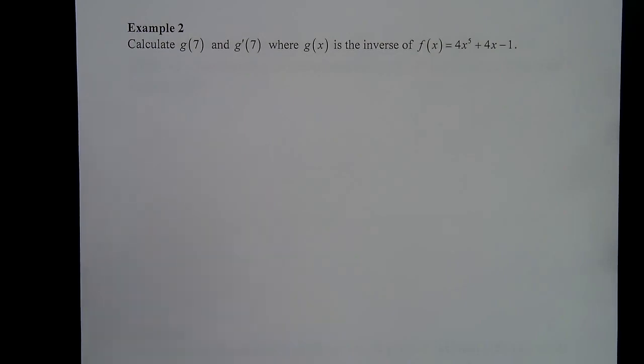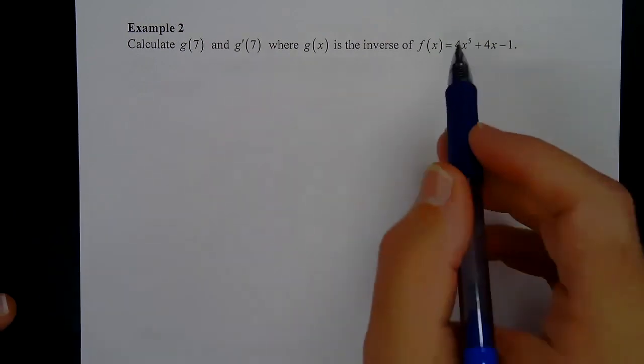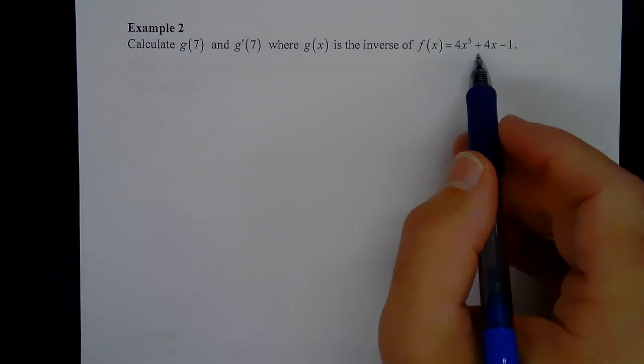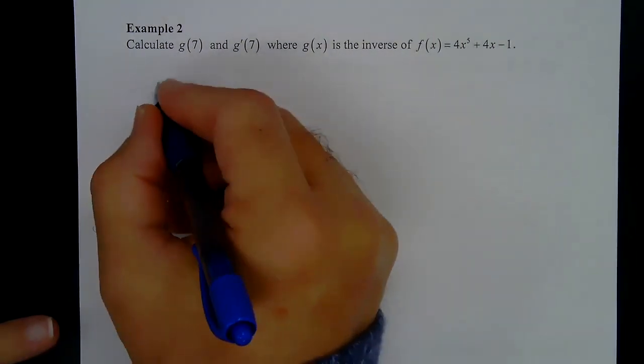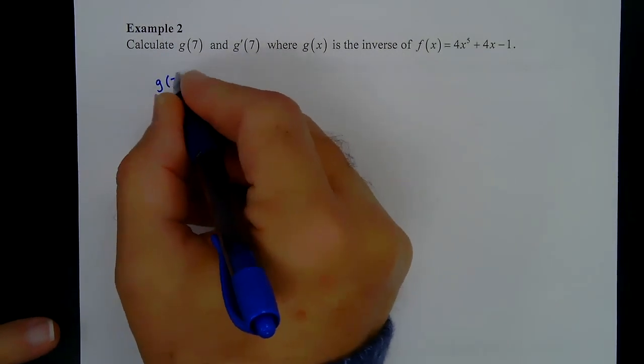So on this next example, I want to calculate g of 7 and also g prime of 7, where g of x is the inverse of f of x, which is equal to 4x to the fifth plus 4x minus 1, okay? This is an example of one where you would never be able to get g of x. I'm telling you right now, you're never going to be able to solve this for y equals and get what the g of x function is, okay? So you may wonder, how are we going to find g of 7?